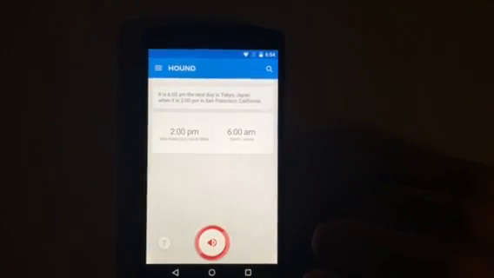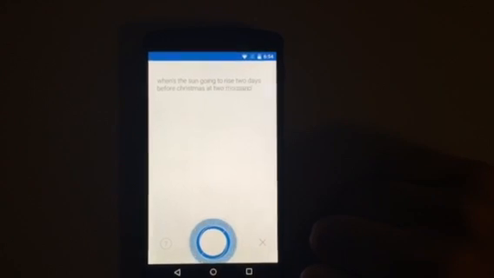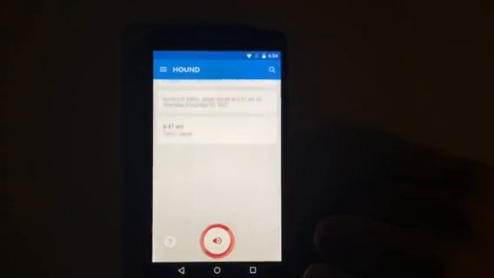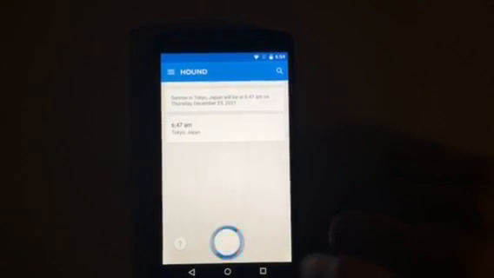When is the sun going to rise 2 days before Christmas of 2021 in Tokyo, Japan? Sunrise in Tokyo, Japan will be at 6:47 a.m. on Thursday, December 23, 2021.